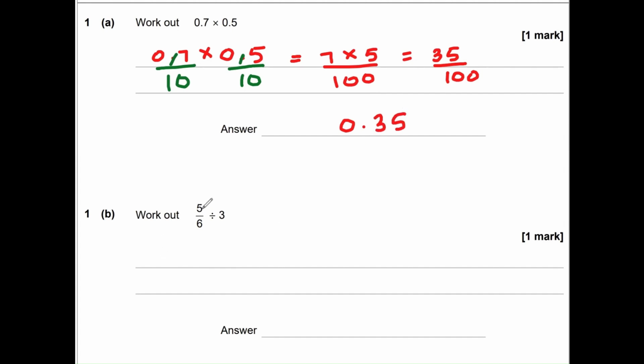Part B says, work out 5 over 6 divided by 3. We have 5 over 6, and we will multiply this by a third, because the reciprocal of 3 is a third, and to change the division sign into a multiplication sign, we take the reciprocal of the number after it. Now we will simply multiply. 5 times 1 is 5, and 6 times 3 is 18, so our answer is 5 over 18.